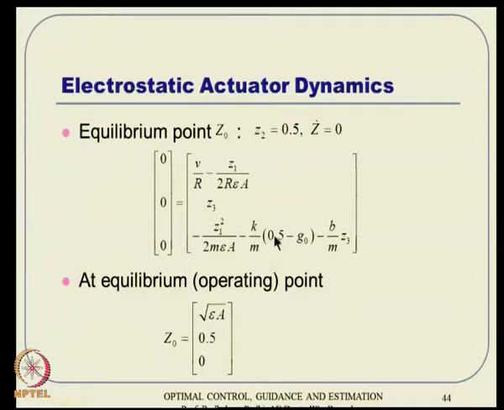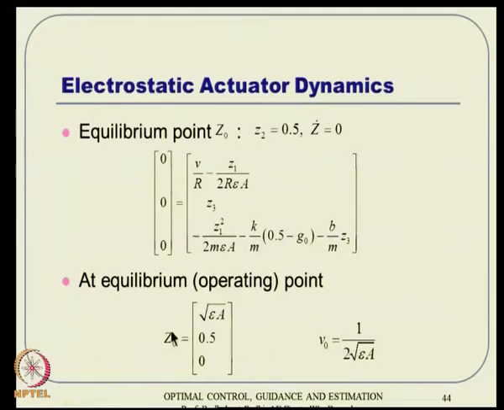And once you have Z1, you put that equation in the first equation and solve for V actually. So, that will give you the corresponding V naught. So, this is the desired value of state at the operating point or equilibrium point, and this is the associated control value at that particular point actually.